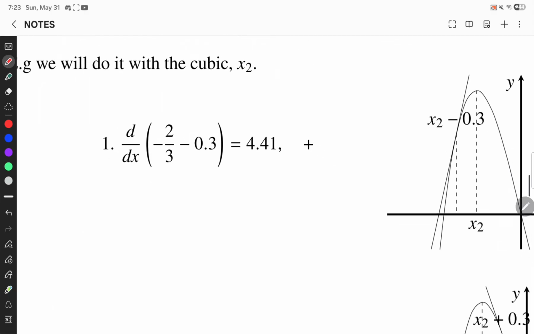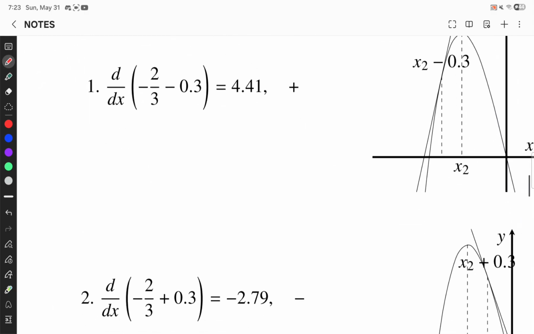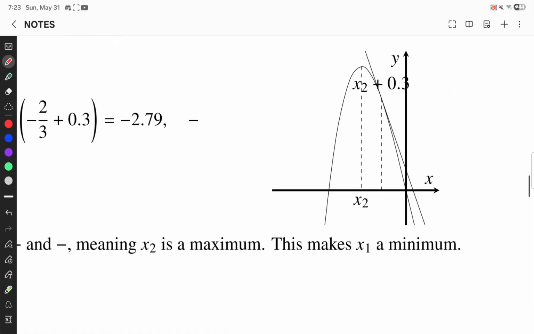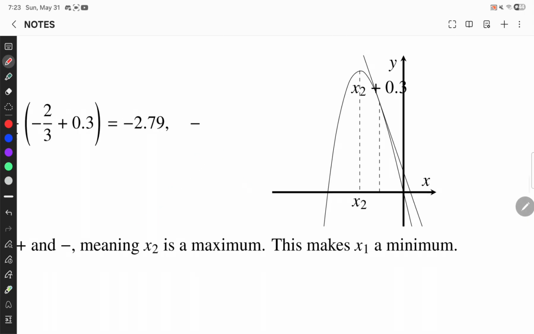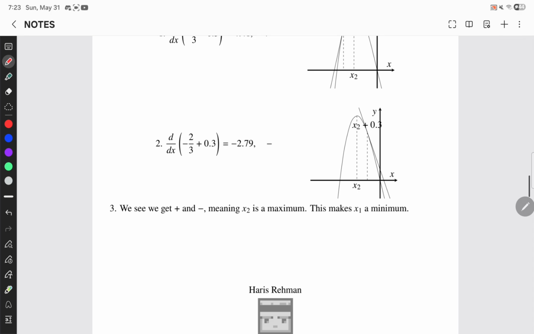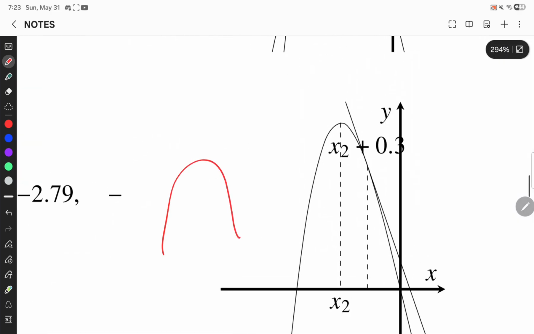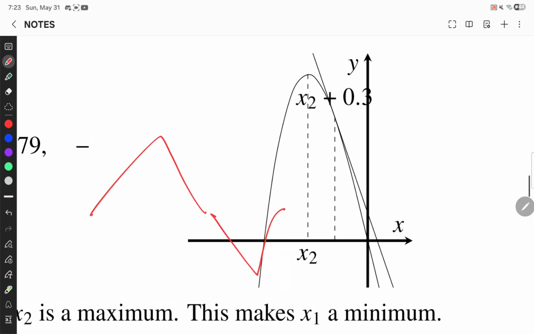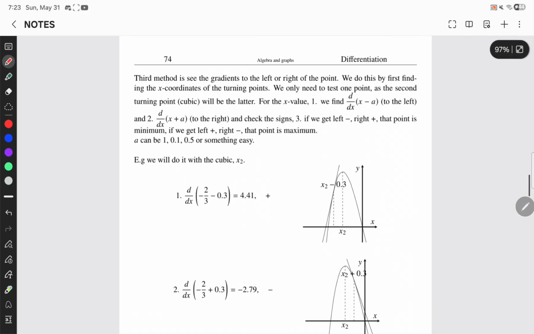Remember, you will not have the graph. It is just for explanation and visuals, but it is to see it mathematically. Here we see it is from positive to negative, and so this makes x2 a maximum point. Remember, a maximum can be thought of like a hill, and a minimum can be thought of as a depression, a V-shaped valley. This is the max, this is the min, and so this is how you can do it.